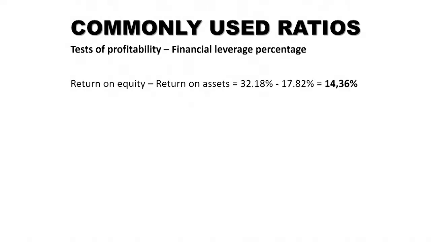So important is this. The return on equity is something like 30.3 and the return on assets something like 17, which gives me 14%, and that's what we call the financial leverage.